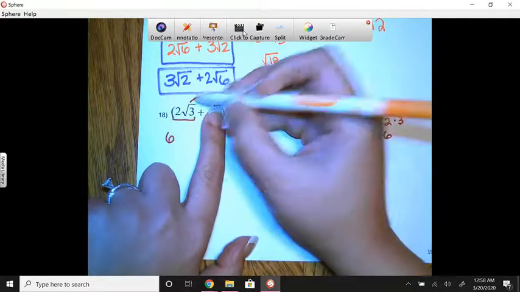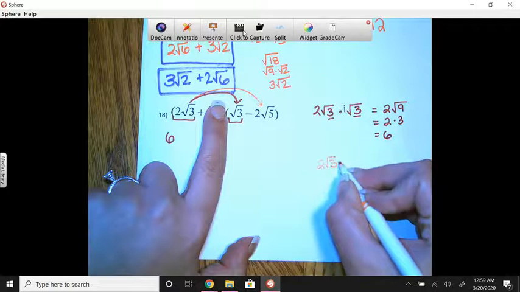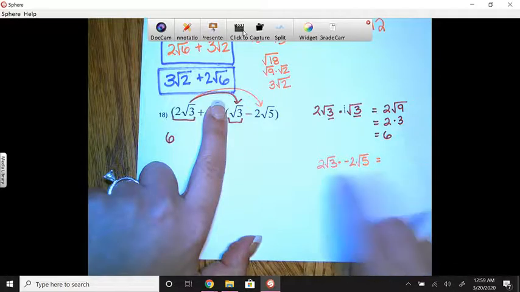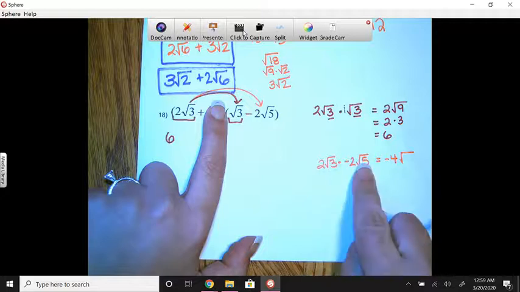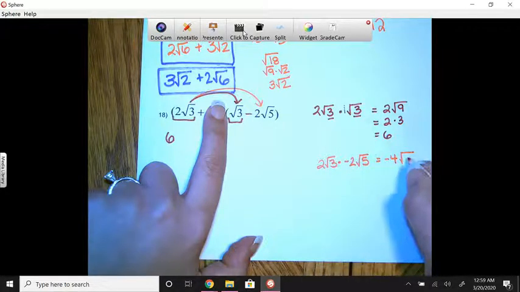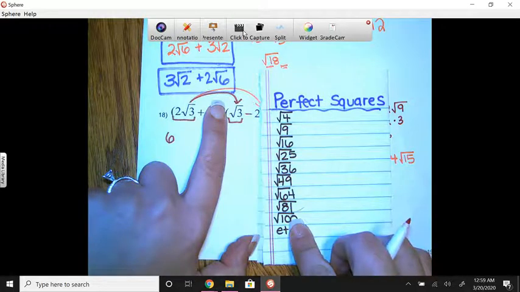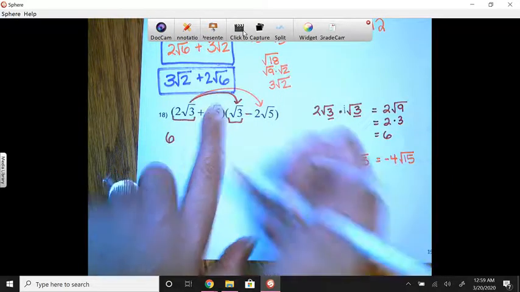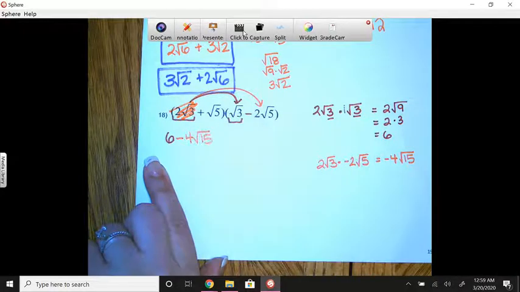Okay, now we're going to do 2 rad 3 and distribute it over here to the negative 2 rad 5. So we'd have 2 times negative 2 is negative 4. And then we are allowed to multiply even though these don't match. So 3 times 5 is 15. And then that is completely simplified because none of these numbers can go into 15. So we can't simplify the square root of 15 any further there. So we would have now minus 4 rad 15. So we're done distributing the first term.